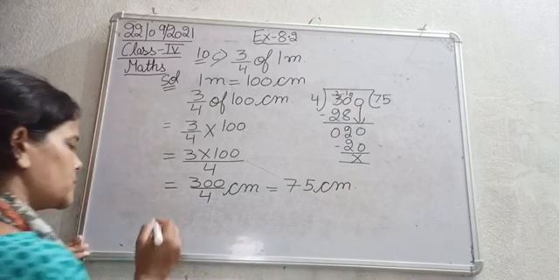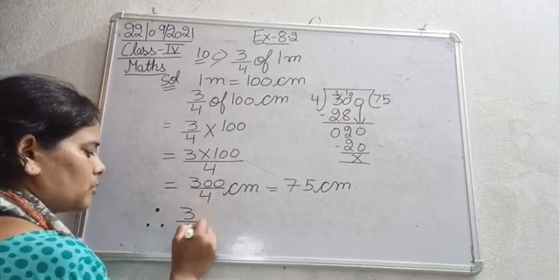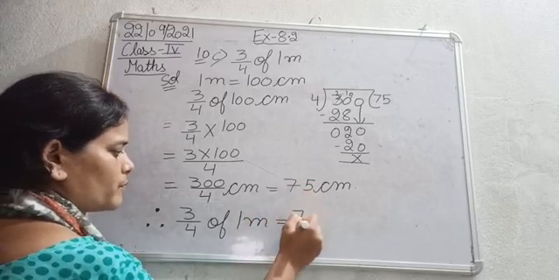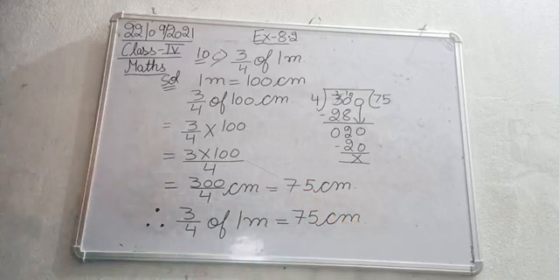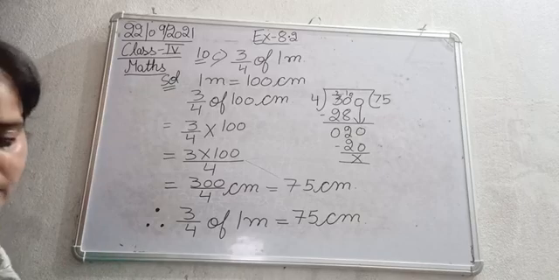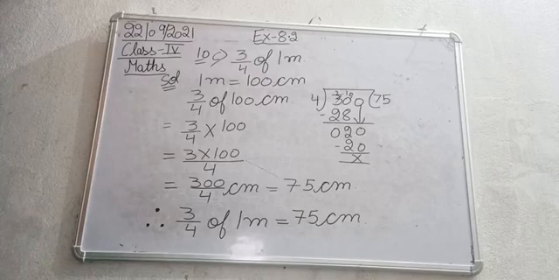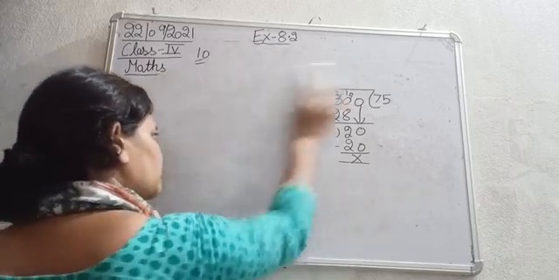So let's write down the solution sentence. Therefore, 3/4 of 1 meter is equal to 75 centimeters. So this is the solution of the C part of question number 10. You can pause it here and note it down in your notebooks. Moving next to the last part of question number 10, that is the D part.